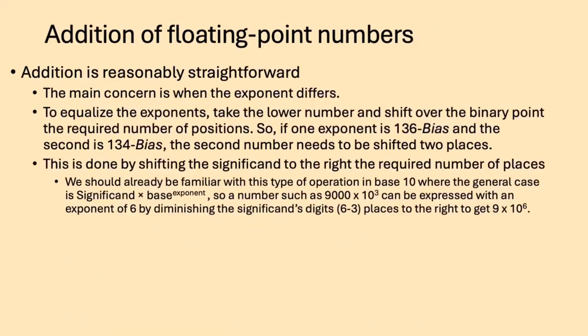If we want to add numbers in floating point, that's fairly straightforward. The major task that we have is to line up the exponents. To equalize the exponents, we take the lower number, and we shift over the binary point the required number of positions. So if one exponent has a bias of 136 and the second has a bias of 134, then the second number will need to be shifted across two places to make the exponents equal. The way we do this is we shift the significand to the right two places.